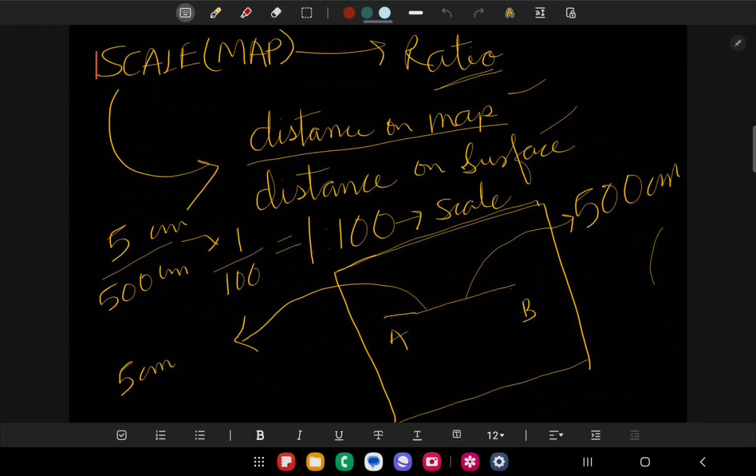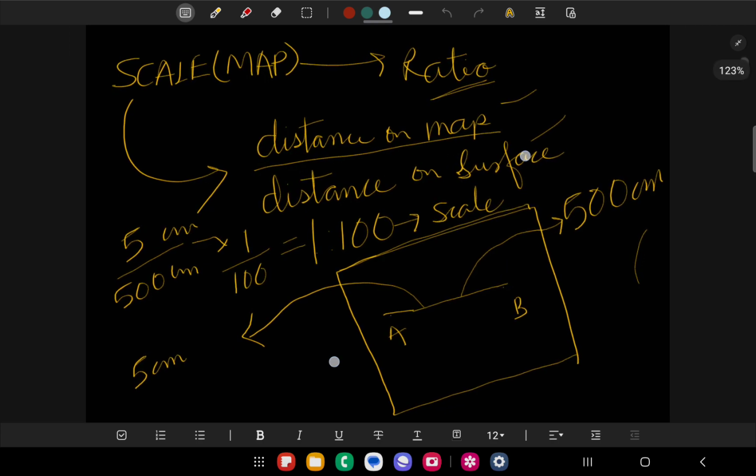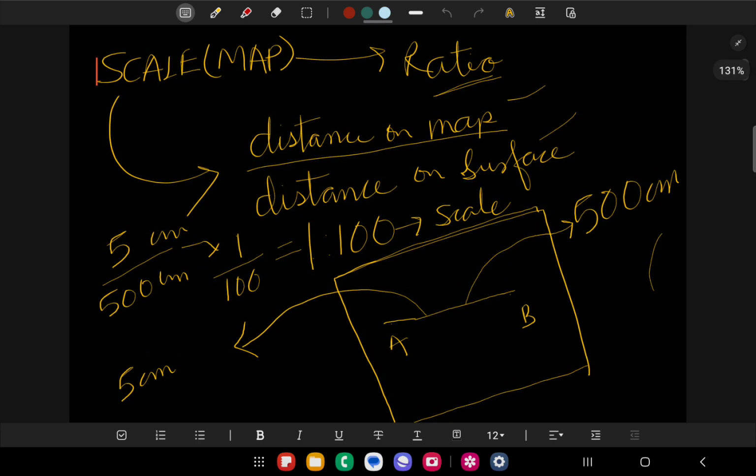Hello everyone. Today we are going to learn about a scale of a map. What is a scale of a map and how to identify a scale of a map? So let's start. So let's see the definition of a scale of a map.